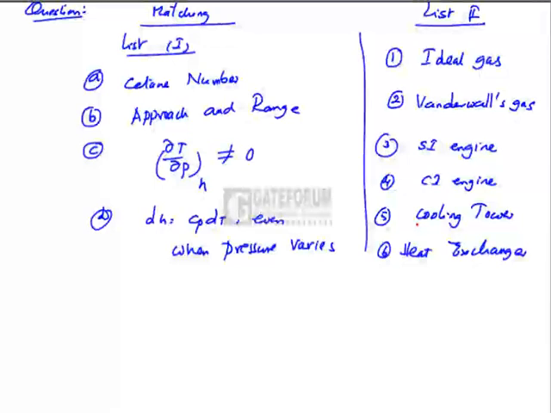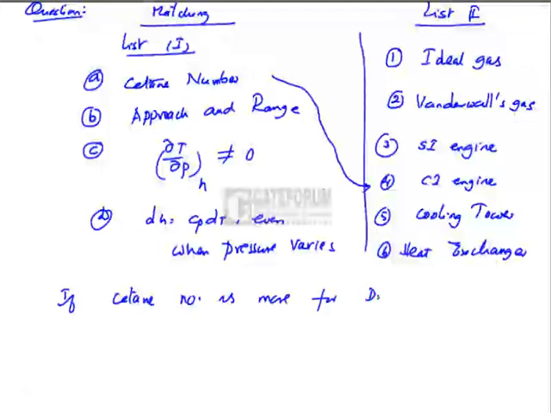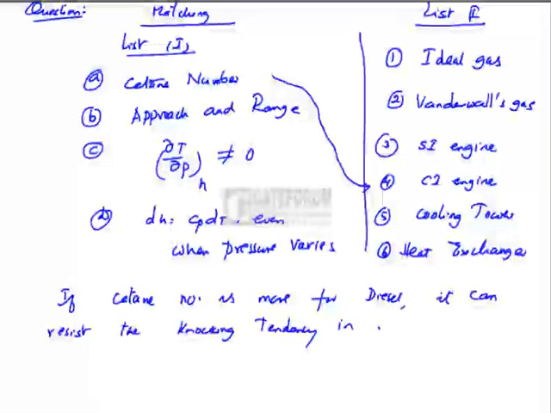The cetane number is used to indicate the quality of fuel in diesel engines or CI engines. So if the cetane number is more for a diesel fuel, it can resist the knocking tendency in a better manner.